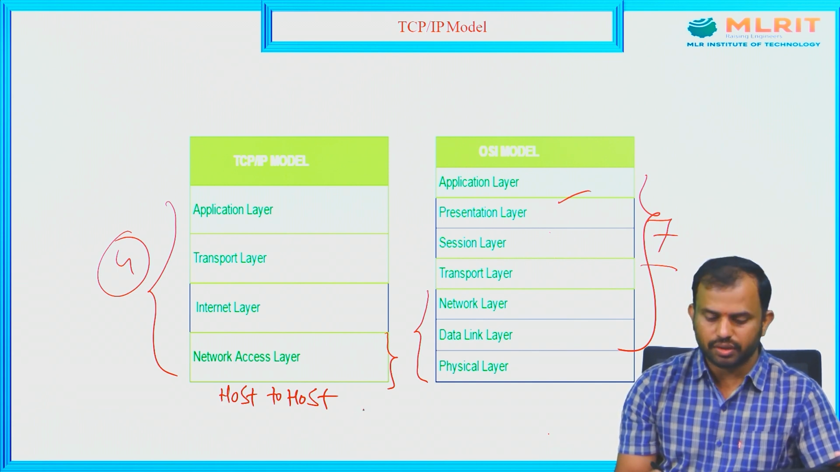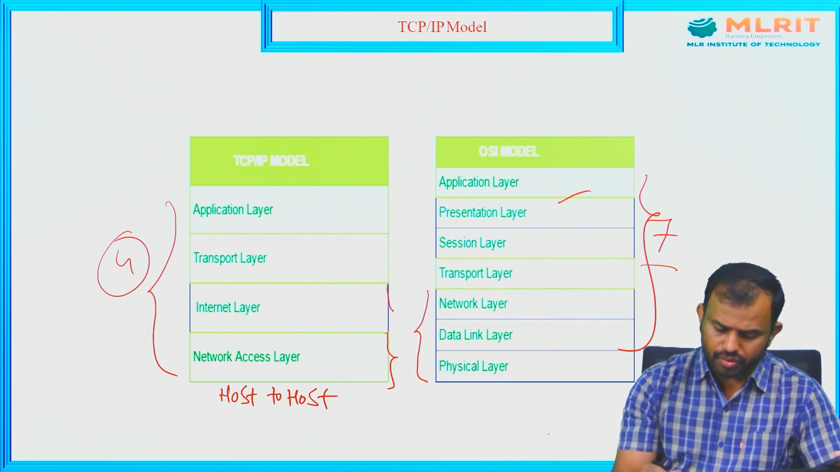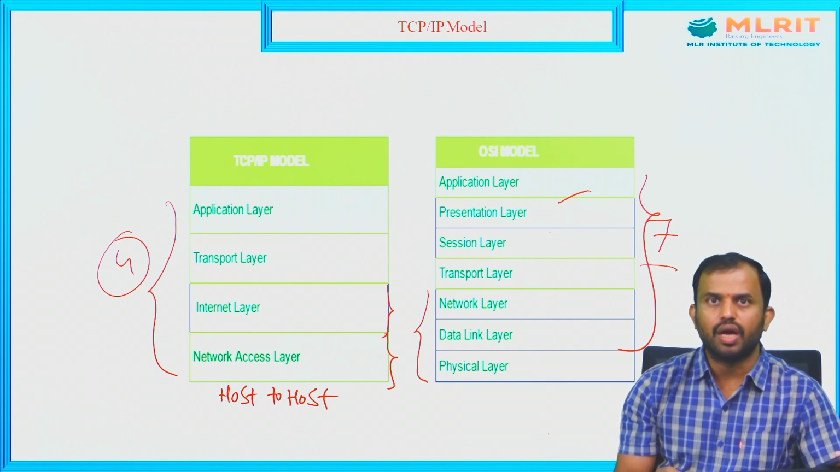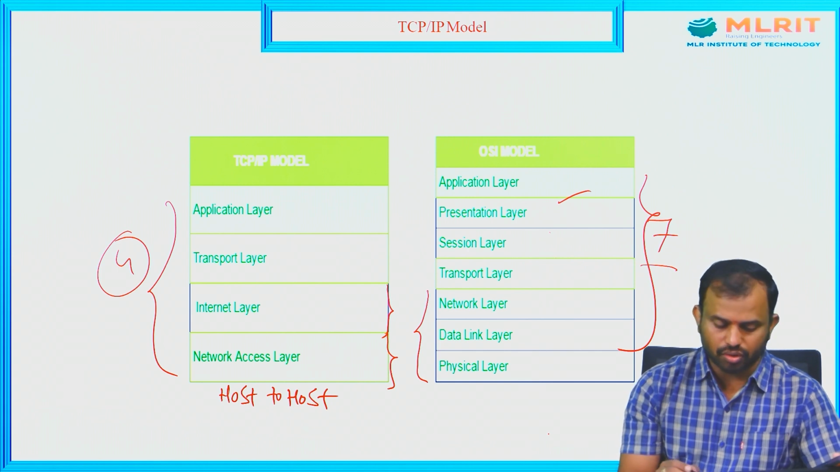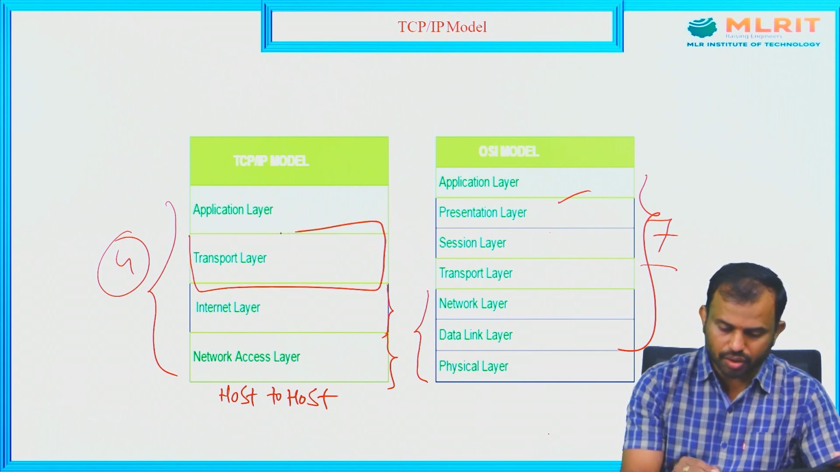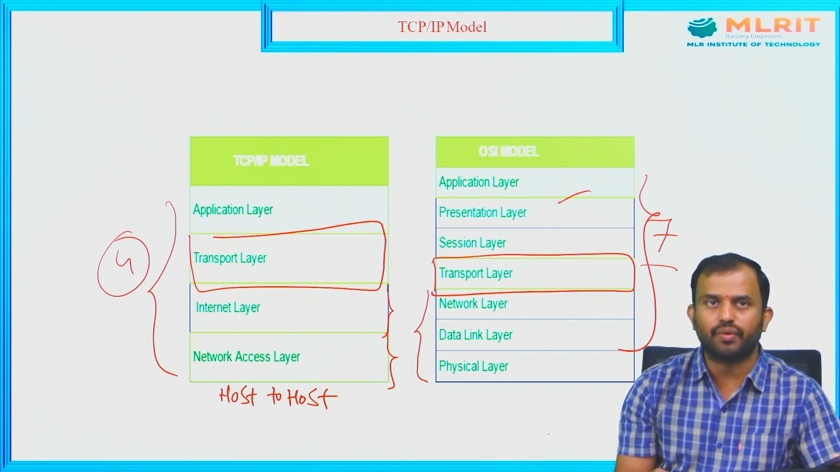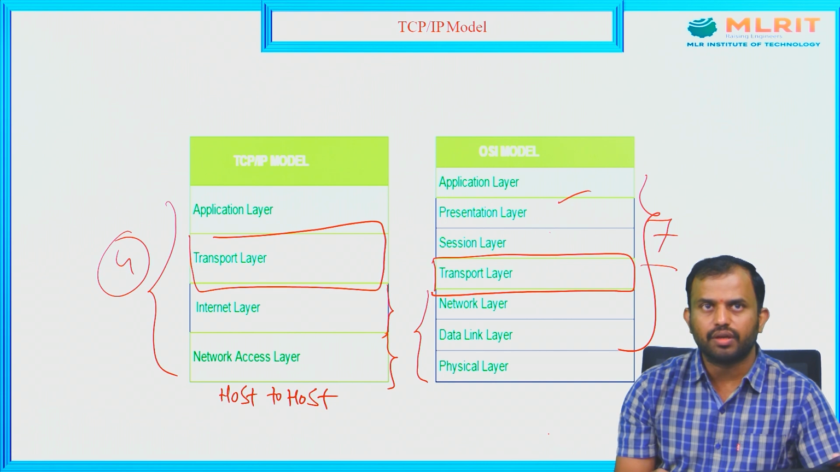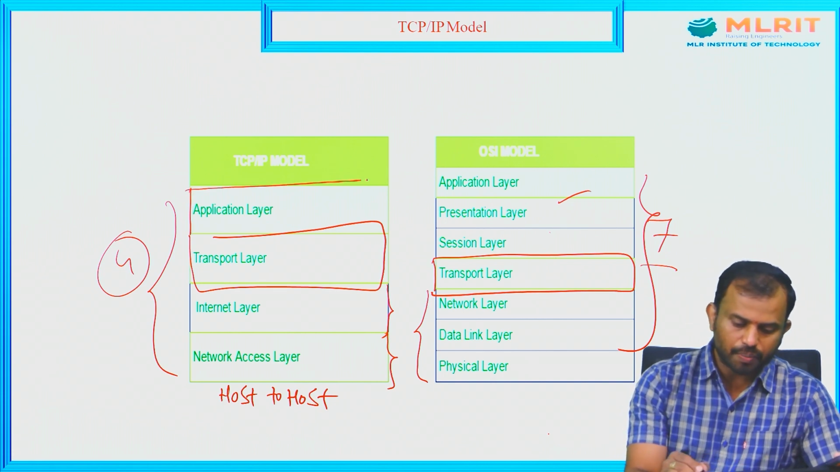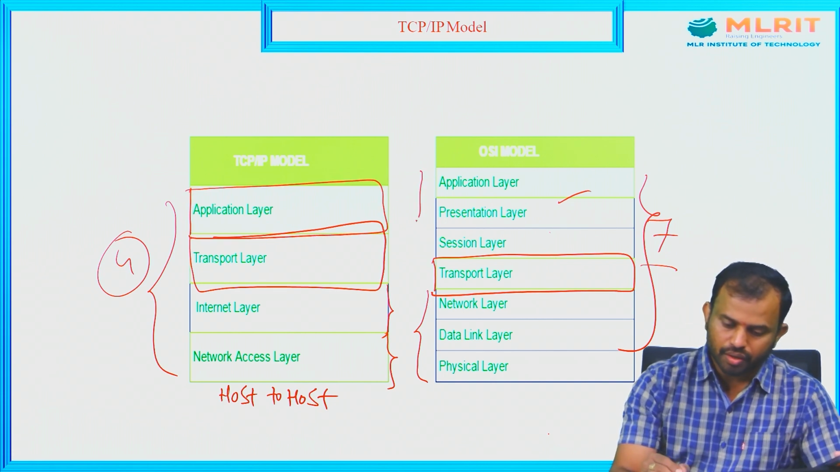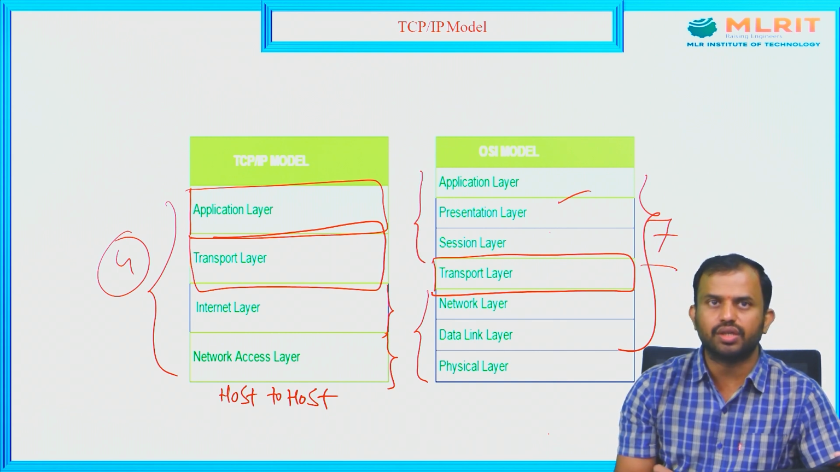The second one is the internet layer. From an application perspective, the host-to-host layer is implemented with the help of the internet layer. The third layer is the transport layer. The transport layer is similar to the transport layer in the OSI reference model: what kind of sessions we consider and what routing algorithm we use, all the functionality is the same. And the application layer in the TCP/IP model is similar to the application layer, presentation layer and session layer in the OSI model.